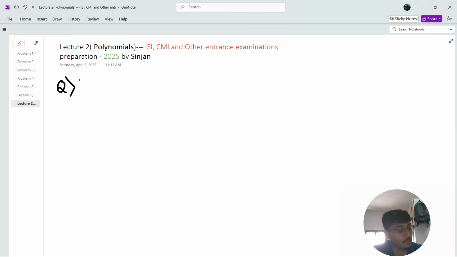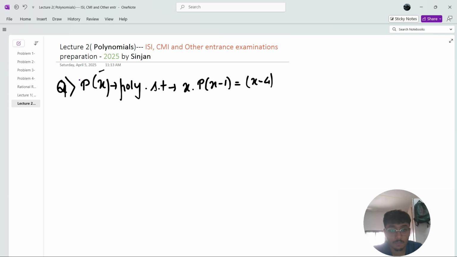So my question says, P(x) is a polynomial such that x into P(x minus 1) is given to be (x minus 4) into P(x). This is an equation given which holds for the polynomial P(x) for all x belonging to the reals. We need to find all such P(x).